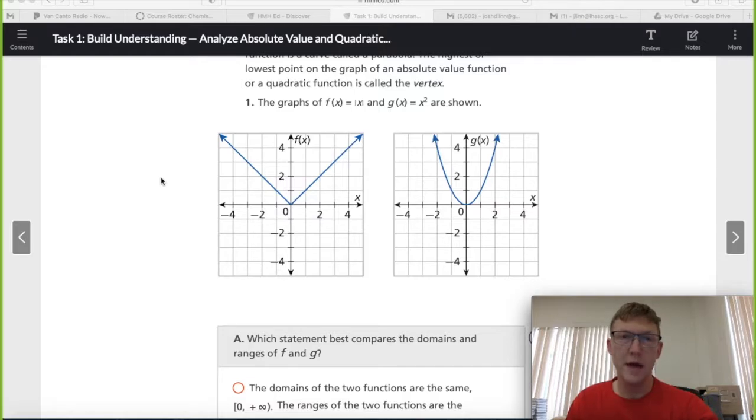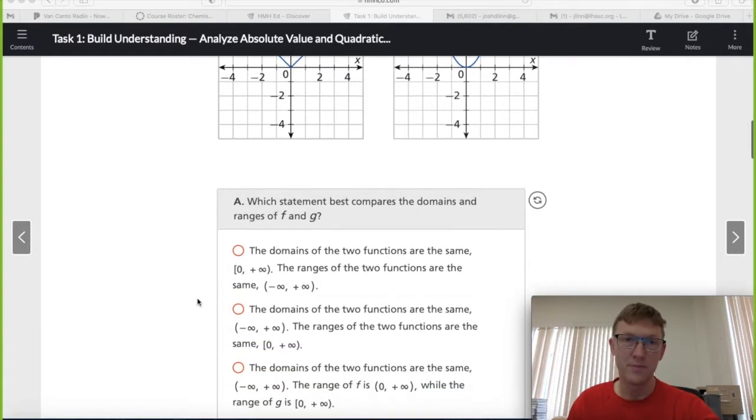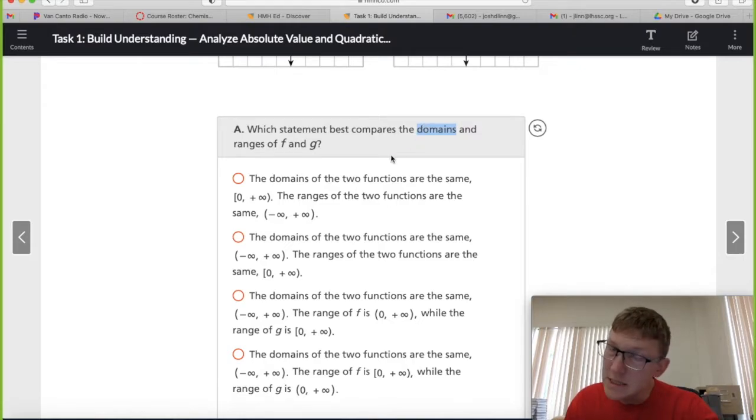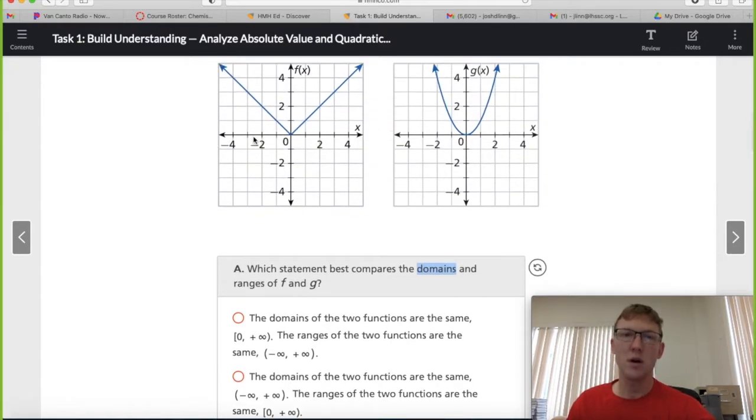So we're going to look at some of the characteristics of our absolute value and quadratic functions. Which statement best compares the domains? Remember, is domain x or y? Hopefully you were thinking x, so we can look at our x values. For what x values can we plug into these and have a value? The answer is all values.